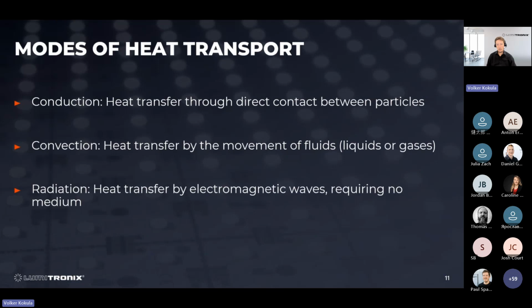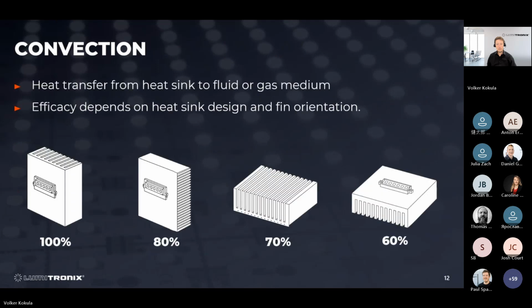We will now look at those three modes of heat transport in a bit more detail. The first one we want to look at is convection. Convection is normally used, of course, from the PCB itself, but also aided by using some kind of heatsink, which is then used to exchange with a medium surrounding, like the air and/or also liquids.